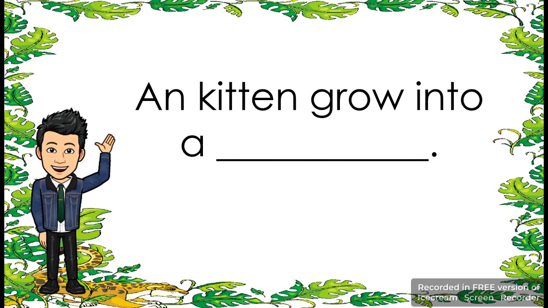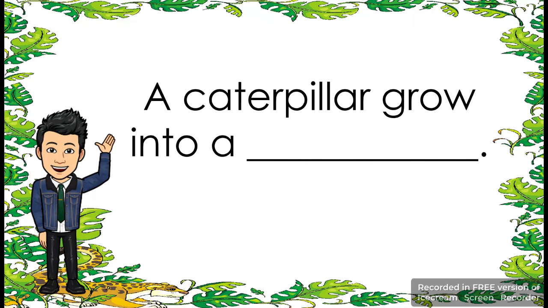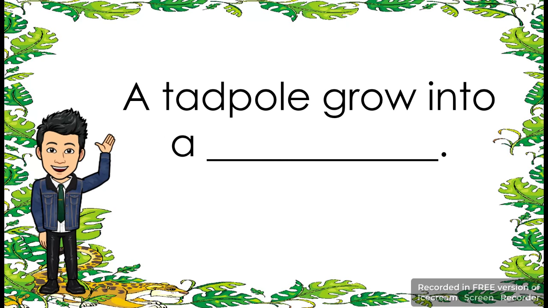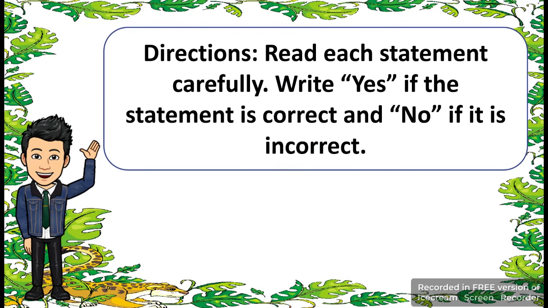A kitten grows into a cat. A caterpillar grows into a butterfly. And last, a tadpole grows into a frog. Good job, kids. For the second activity, direction: read each statement carefully.